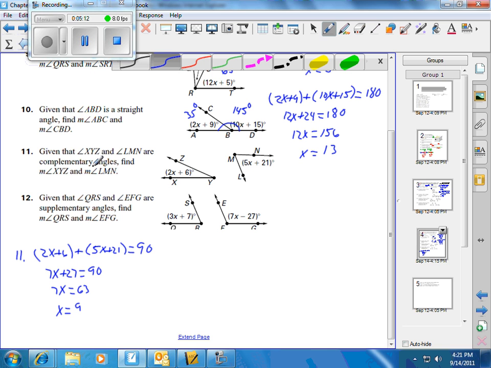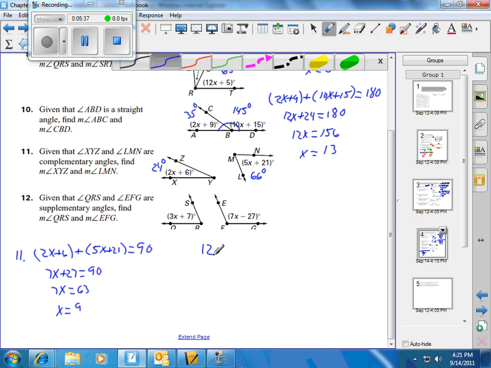So we're looking for the measures of XYZ and LMN. So we put in 9 for x. 2 times 9 is 18. 18 plus 6 is 24, so this angle measures 24 degrees. 9 times 5 is 45, plus 21 is 66 degrees. 66 and 24 make 90.